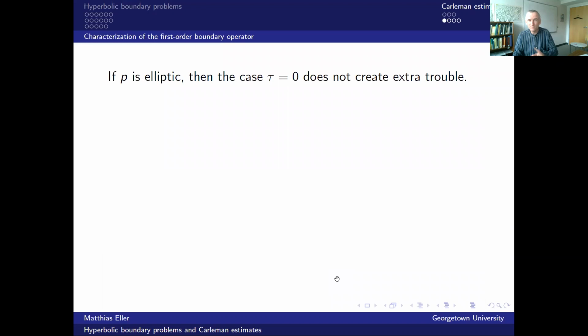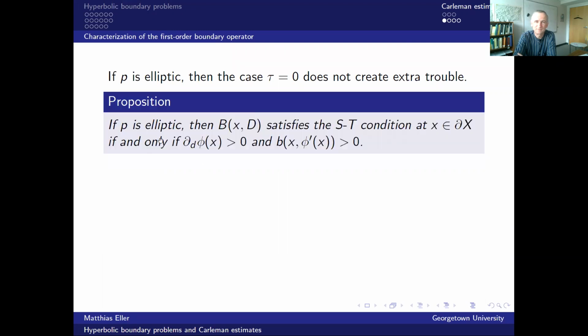Now, if my operator is elliptic, then the case tau equals 0 does not create extra conditions. And I can just say if P is elliptic, then this first order boundary operator satisfies the Sakamoto-Tataru condition at the boundary point if and only if those two conditions hold. So the normal derivative of the pseudo-convex function needs to be negative, and I need this condition.